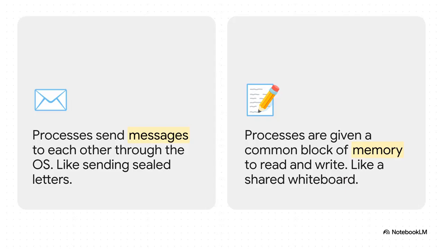So this brings up a pretty big challenge, right? If every process is stuck in its own private kitchen, how do they ever talk to each other? Well, that's where inter-process communication, or IPC, comes in. They have two main options. They can pass messages through the OS, which is kind of like sending sealed letters. It's super safe and orderly, but it can be a little slow. Or the OS can set up a shared whiteboard, a common chunk of memory where they can both read and write. This is way faster, but they have to be really, really careful not to scribble over each other's work.